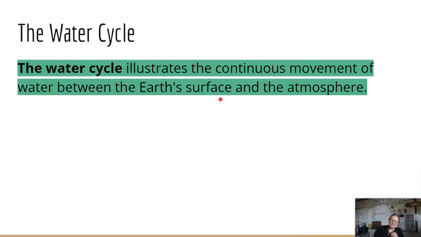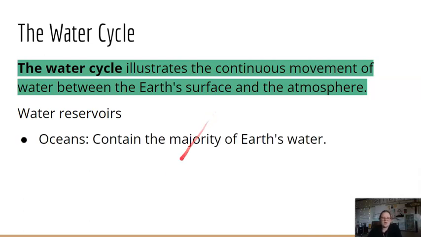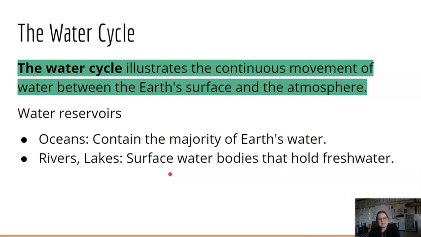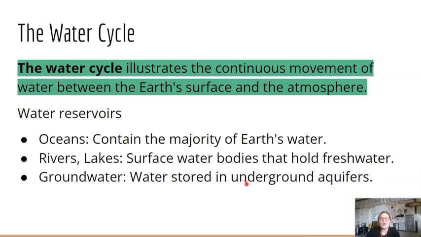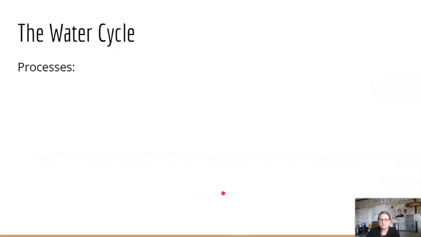All right, last but certainly not least is going to be the water cycle. The water cycle illustrates the continuous movement of water between the Earth's surface and the atmosphere. For water reservoirs, we're not calling them sources because they're just holding big bodies of water. They are going to be oceans, which contain most of Earth's water, rivers and lakes, which are surface water bodies that hold fresh water, and then groundwater, which is water stored underground in aquifers.